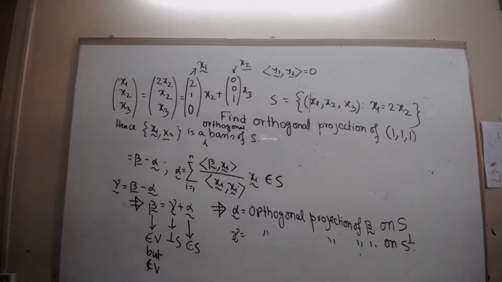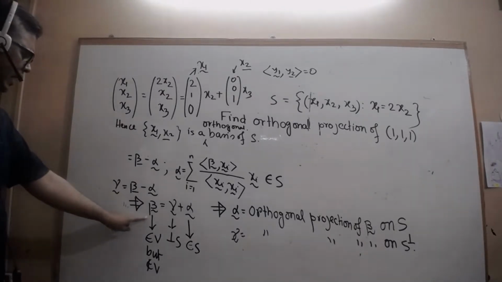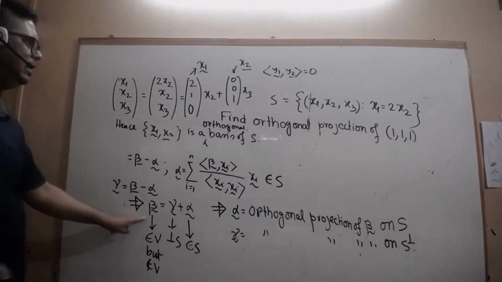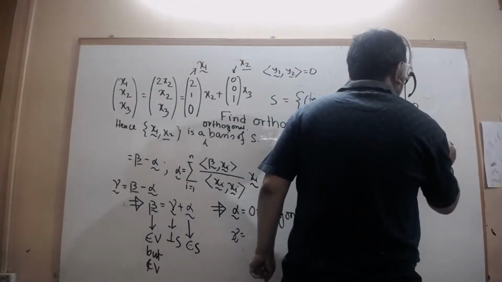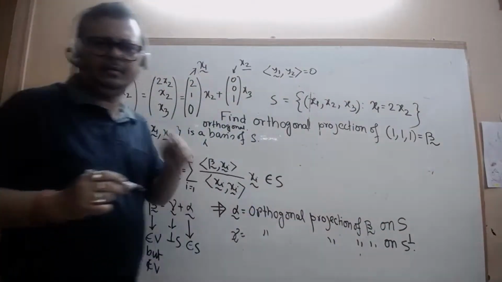So next, here, if you look at the general form, then you see that this is our beta curve. 1, 1, 1 is our beta curve.